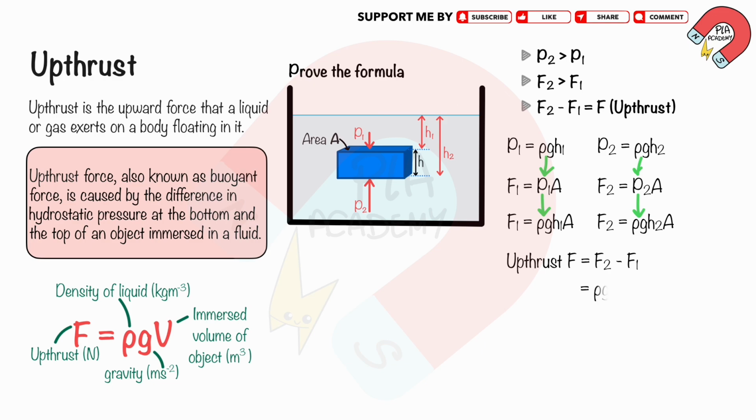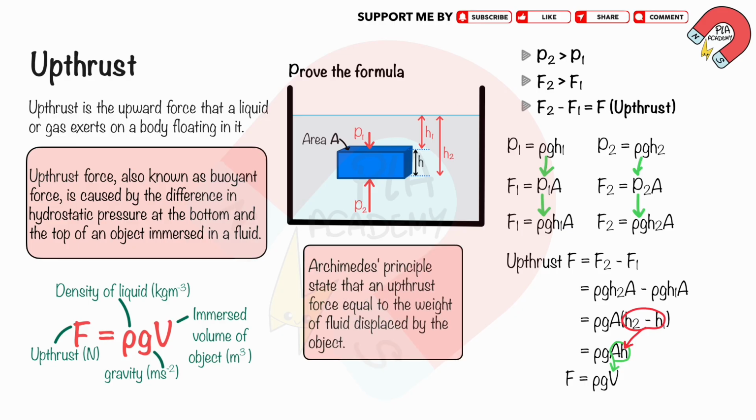Therefore, the upthrust F equals F2 minus F1, factoring ρgA, like this, substituting h2 minus h1 equals h, like this, and substituting Ah equals volume V, like this, so F equals ρgV. Therefore, we can conclude Archimedes' principle: an upthrust force equal to the weight of fluid displaced by the object.